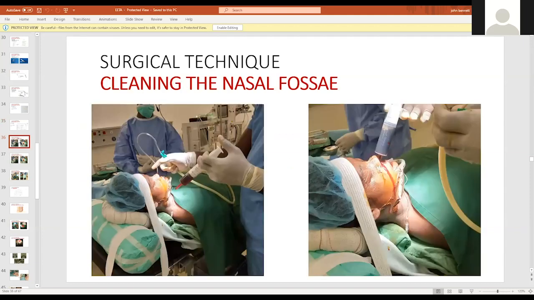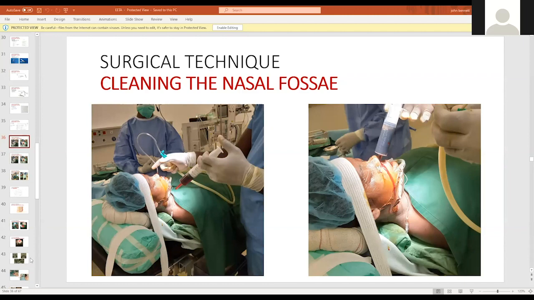Next. Okay, so let's go to the operating room. Usually what we do here is that we start cleaning the nasal fossa using iodine solution. You can use iodine solution or any other kind of antiseptic agent, but usually this is what we use. Iodine, the green one is what we use. We rinse, we clean the nasal fossa several times. We put the antiseptic inside and we suction it on the other hand. We do it for at least 5 to 10 minutes.